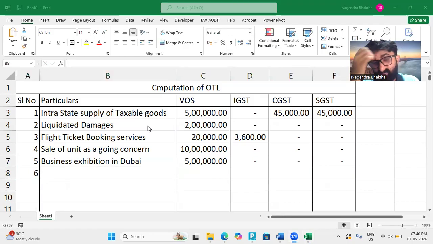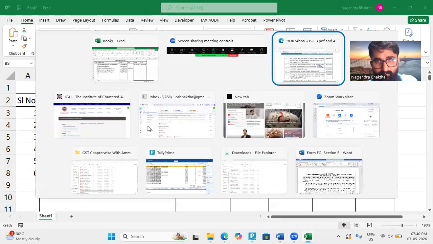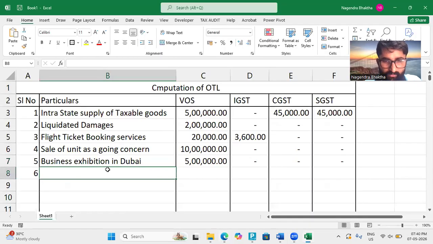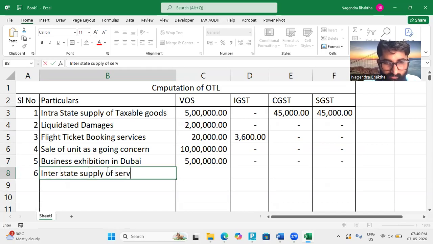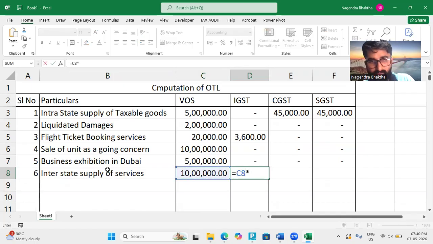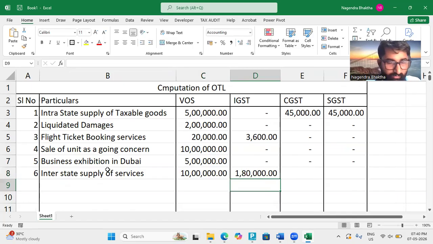Point number 6. Next one, interstate supply of services. So I have supplied services worth 10 lakh. Interstate supply of services worth 10 lakhs, and interstate into 18%. So this will be 1,80,000. IGST will be 1,80,000.